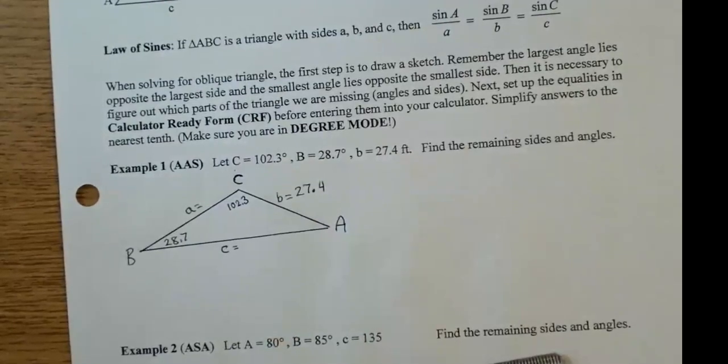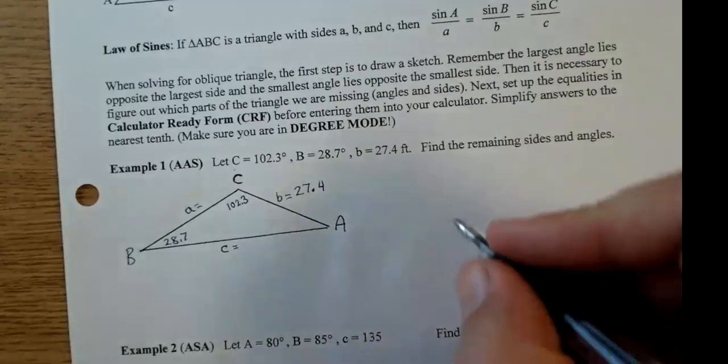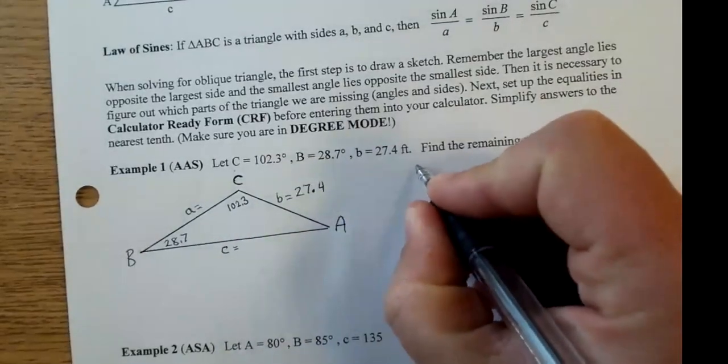So hopefully none of that is very hard. And then we just want to take a few minutes and find all the other missing information. Now the reason why this is the easiest type is whenever we have two of the angles, the third one is very easy to find, whether it's a right triangle or something else. All you have to do is understand that the sum of the three angles in any triangle is equal to 180. So let's find angle A real quick.